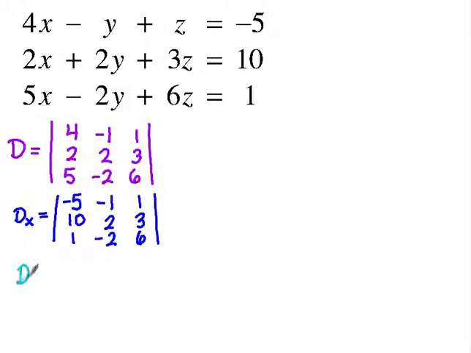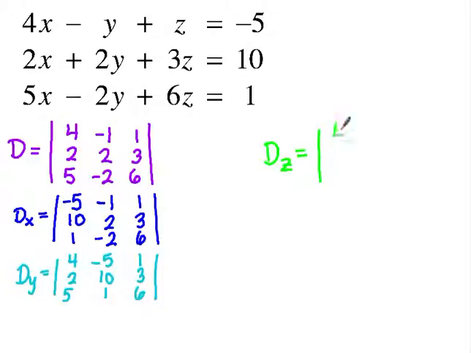Now Dy, once again, if you just want to look at the purple, the purple going down is 4, 2, 5. I'm in the y column, so in place of the y column, now is when I'm going to put negative 5, 10, 1. And then the z column is still going to be the same as it was in the purple. And then last but not least, Dz. Once again, if you look at the purple, the first 2 columns will be identical. And then the last column will be negative 5, 10, 1.